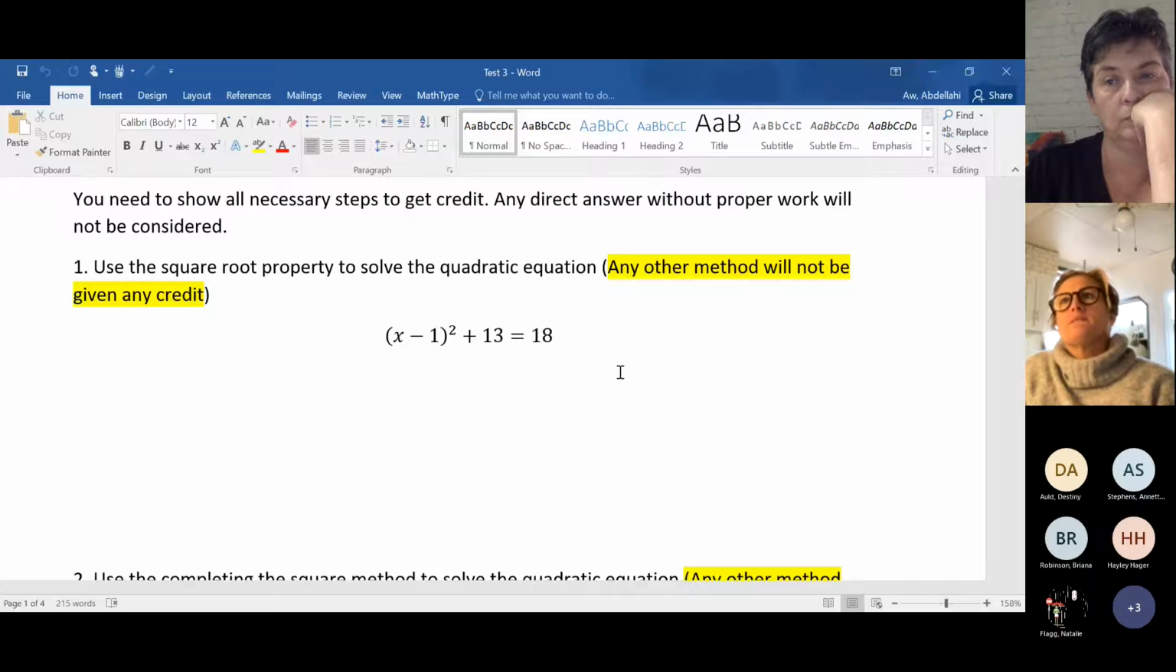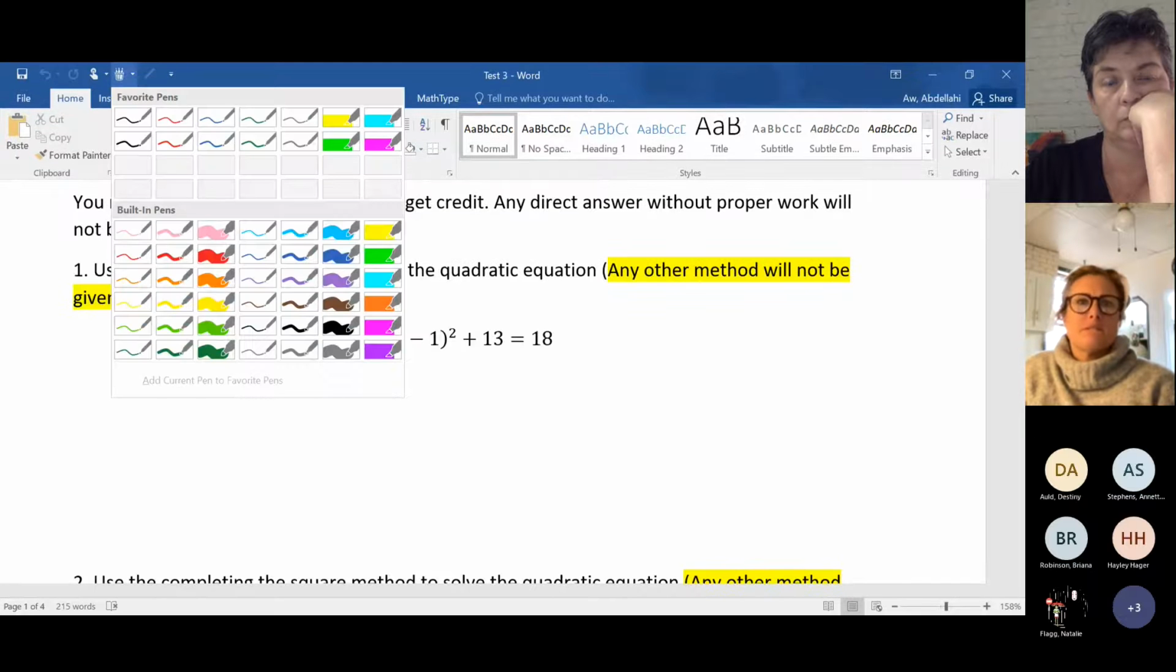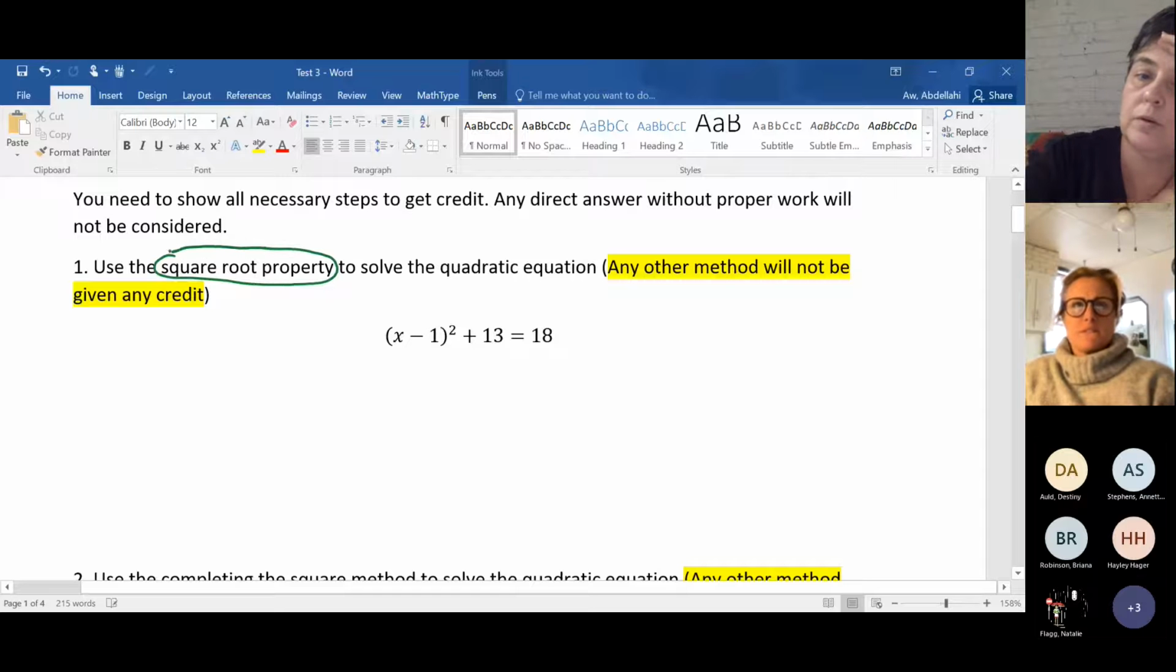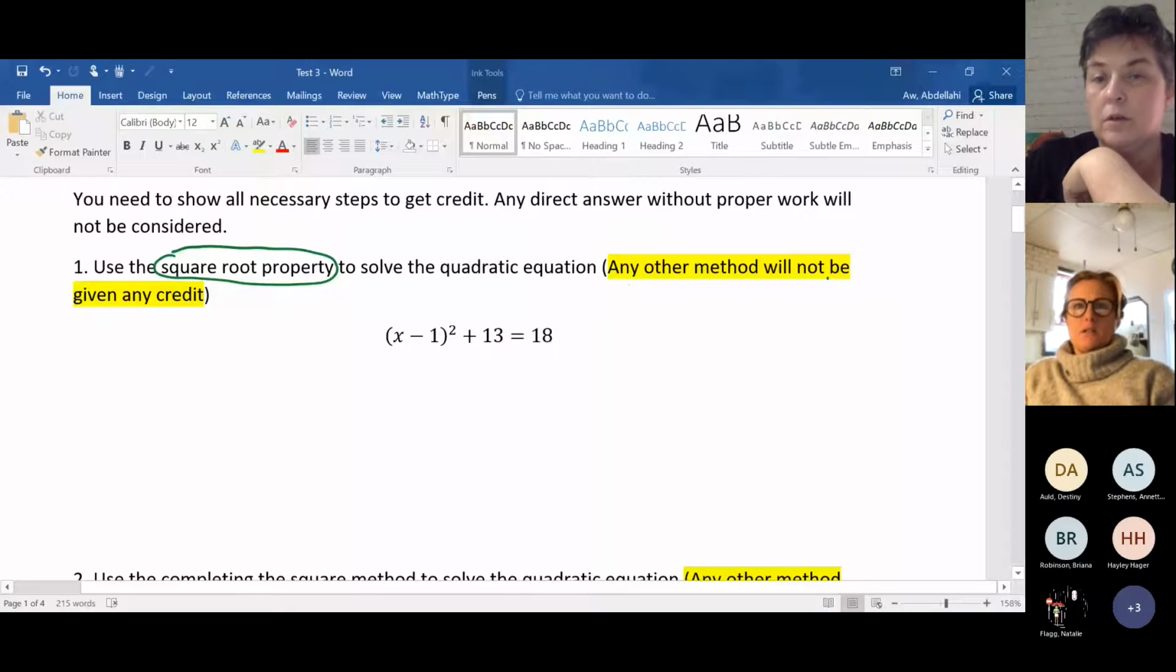So the first ones, and something very important, what I said here: solve using what? The square root property, right? And what I did highlight here, somebody can read that to me? Any other method will not be given any credit. Right, and yet some people did that.